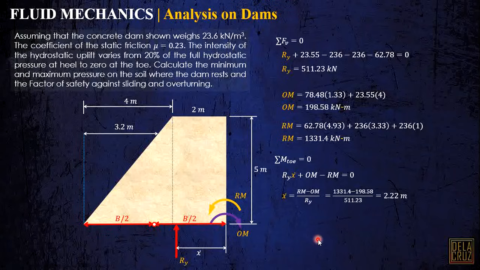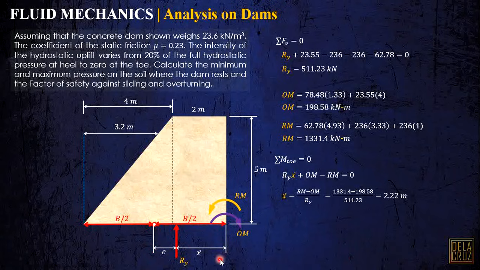So, our eccentricity is measured from the center of the base. If this is B over 2 and this is B over 2, that is half of 6 meters, or 3 meters each, so the eccentricity will be here, from the center to the resultant force.